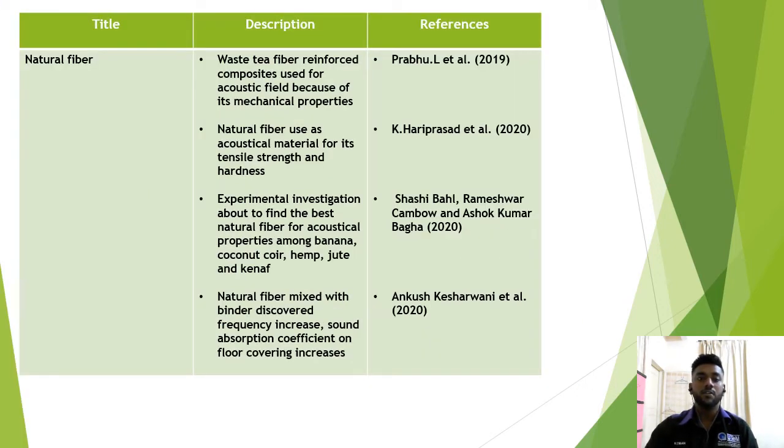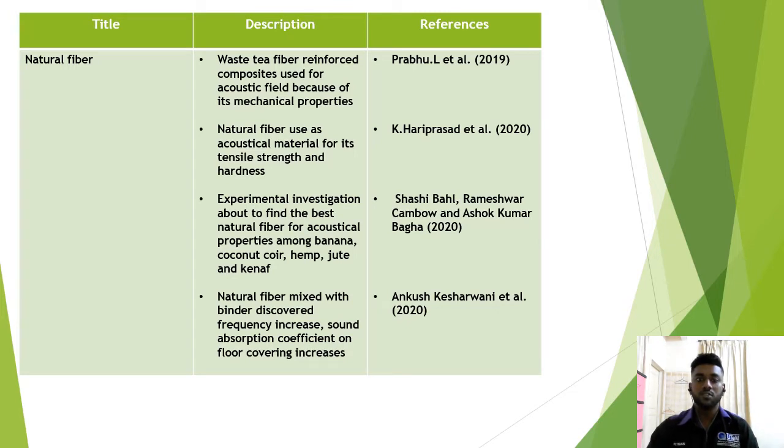For natural fiber, the past researchers use different kinds of natural fiber for the purpose of creating samples for the acoustic field of sound absorption efficiency. Some use waste tea to composite with some materials to make samples for mechanical properties for acoustic field. Some use natural fiber as an acoustic material for its tensile strength and hardness.